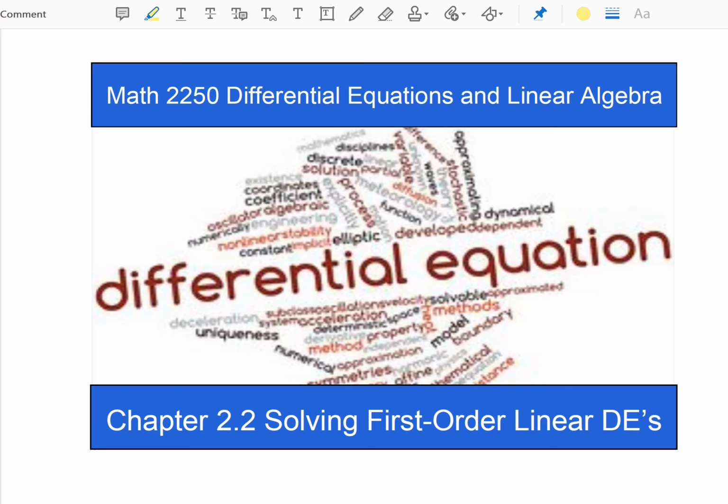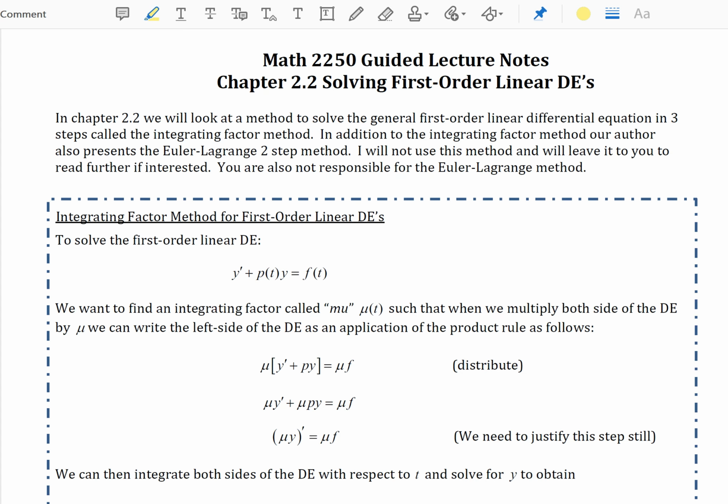In this video, we are going to be going through Chapter 2.2, Solving First-Order Linear Differential Equations. In Chapter 2.2, we look at a method to solve the general first-order linear differential equations in 3 steps called the integrating factor method. In addition to the integrating factor method, our author also presents the Euler-Lagrange two-step method.